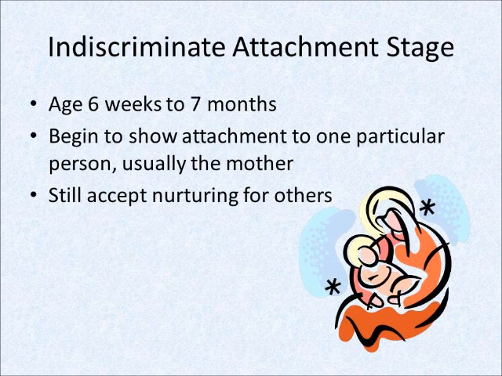The second stage of attachment is indiscriminate attachment. They found that children from approximately 6 weeks to 7 months begin to show signs of preference among caregivers. However, they will still willingly accept care from any caregiver, but react more positively to familiar faces.